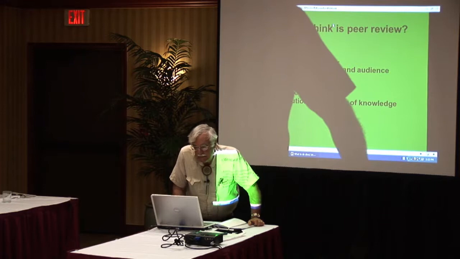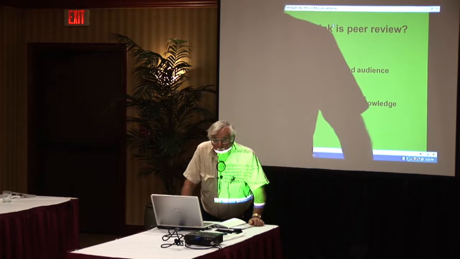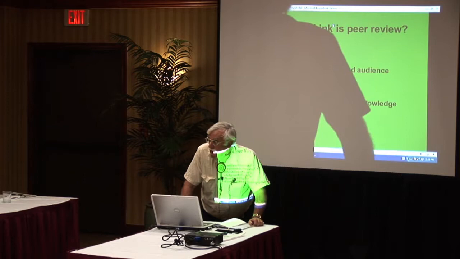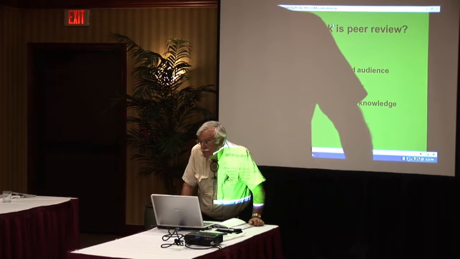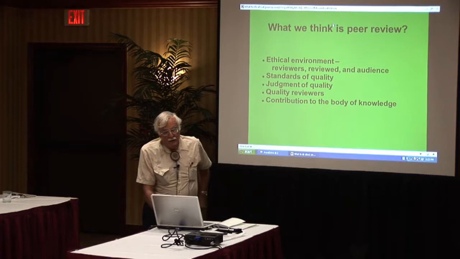So what do we think peer review is? We think there's an ethical environment. When we review an article, we think of ourselves as being ethical. We know what we're doing. We're going to be telling the truth and all this other stuff. We're going to recognize fraud when we see it and do something about it and not let it through. We have standards of quality. We know what is a good article and what isn't, or a presentation. We have quality reviewers. We kind of assume that in the peer review process.